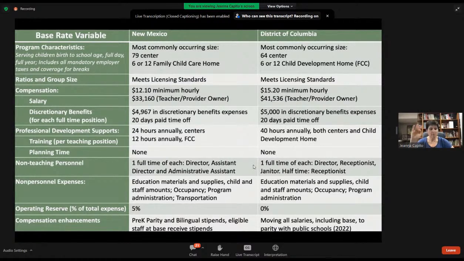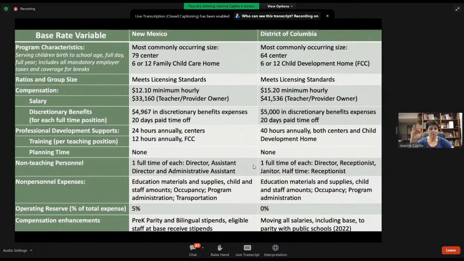In the case of the District of Columbia, they have pretty high ratios, small group size at licensing, and they don't change it at any level from there on forward. They made it consistent across all of their levels when they think about the idea of quality. But in this case, for their base licensing, meeting licensing is the ratio and group size.